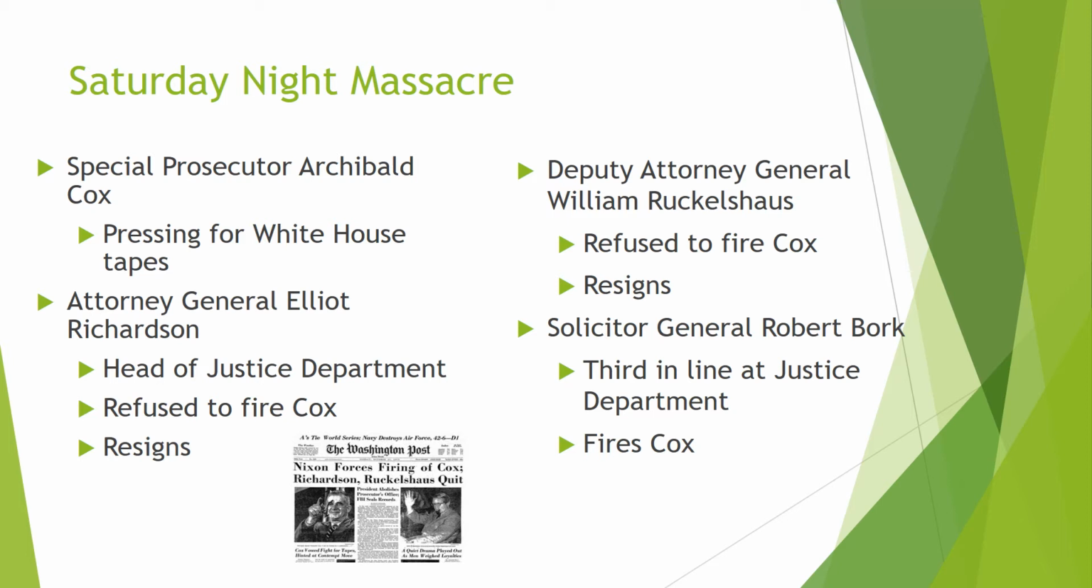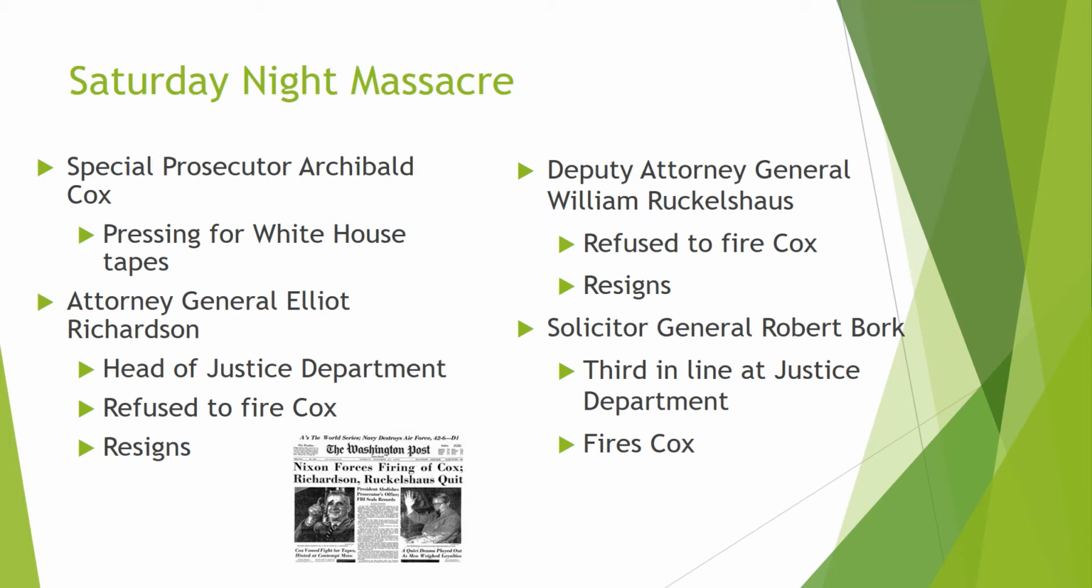And Nixon is going to meet with Elliot Richardson and tell him to fire Archibald Cox. Richardson refuses and resigns. So, undeterred, President Nixon goes to the second in line in the Justice Department, which is the Deputy Attorney General, William Ruckelshaus. Nixon then tells Ruckelshaus to fire Archibald Cox. Ruckelshaus says no and resigns.